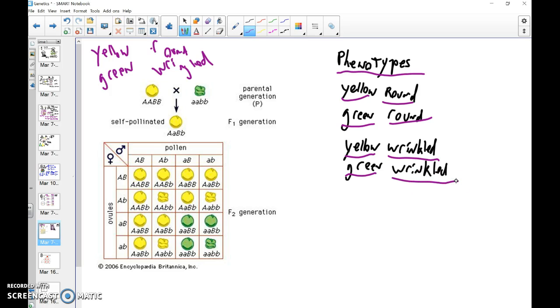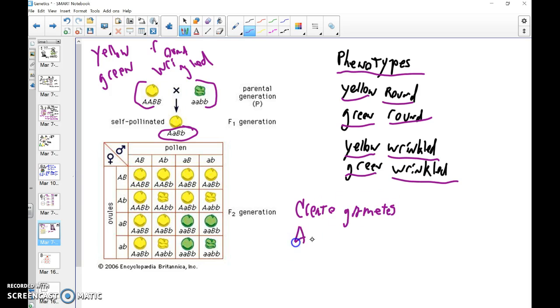So this time we're not just looking, are you yellow or green? We're looking, are you yellow and round, or are you yellow and wrinkled? And so all we're doing is adding that layer of a second trait. And since we're looking at more than one trait together, it gives us more possibilities. So what happens here, okay, is the offspring. Here you have the pure yellow round and the pure green wrinkled, and they breed to create this one, which is mixed.